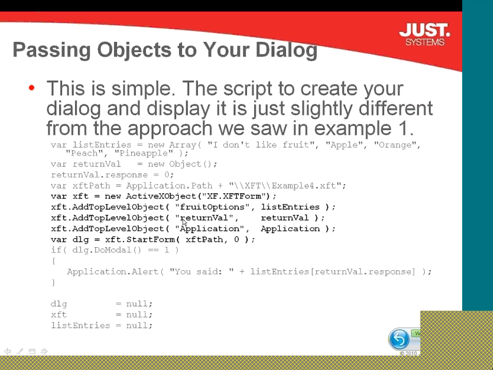We're also going to pass in another JavaScript object, which we're calling return val. Inside the dialog there's some code so that when you pick one of those menu items, it sets the return val to be the index in the array for the item that you selected. And then lastly, we pass the application object into the XFT dialog, call start form to create it and initialize it, and then finally call doModal to display it.